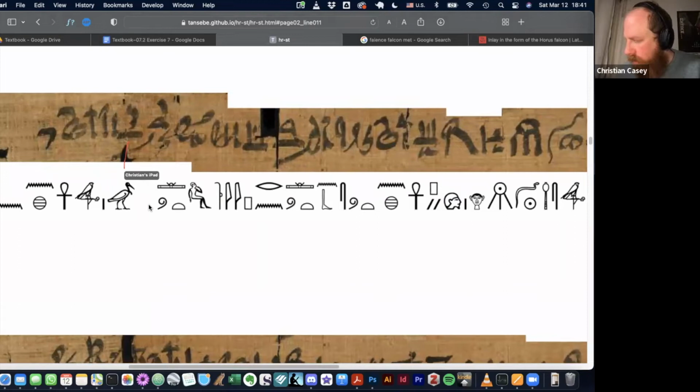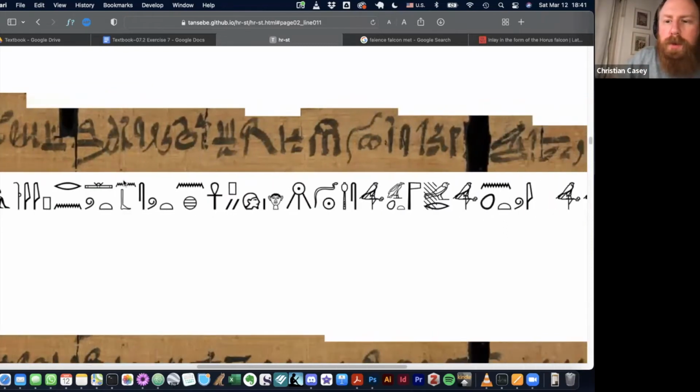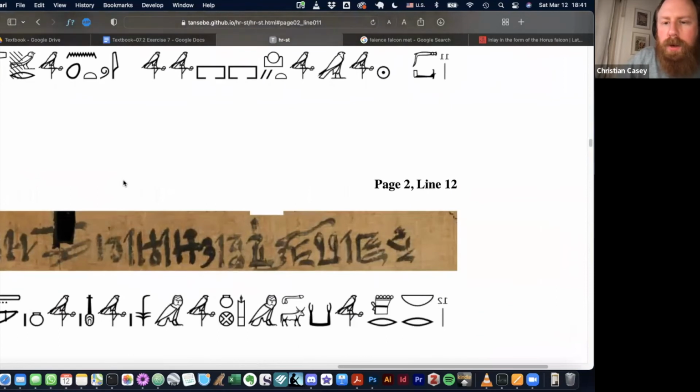Ba, I talked about earlier. This all, aside from this sign, which is a little tricky, I feel like the rest of it, you might at this point be able to transcribe yourself. At least if you're having a good hieratic reading day, you could probably do it.